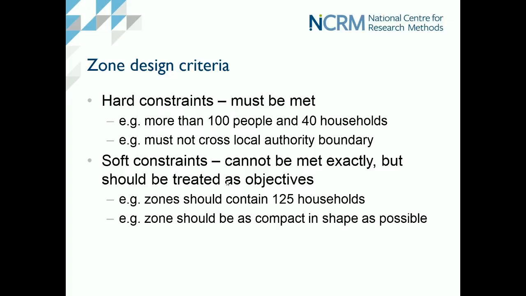We also have what we might call soft constraints, which we're unlikely to meet exactly, or almost impossible that they would be met exactly, but they're objectives and we want to get as close as possible. So for example, saying that all the zones should contain 125 households, actually the total population might not be neatly divisible into 125, but that's a target we want to get as close as possible. Likewise with constraints to do with shape.